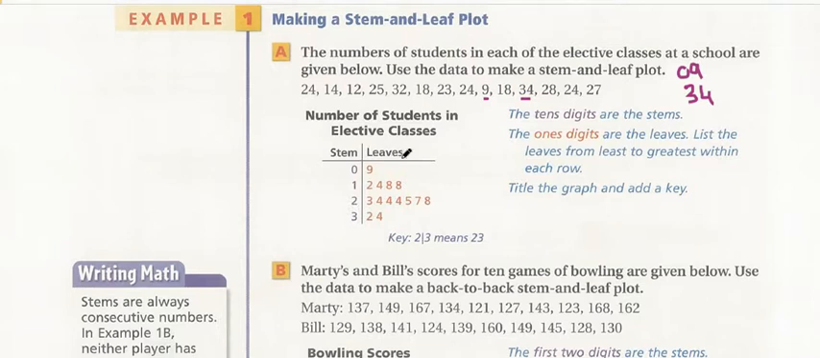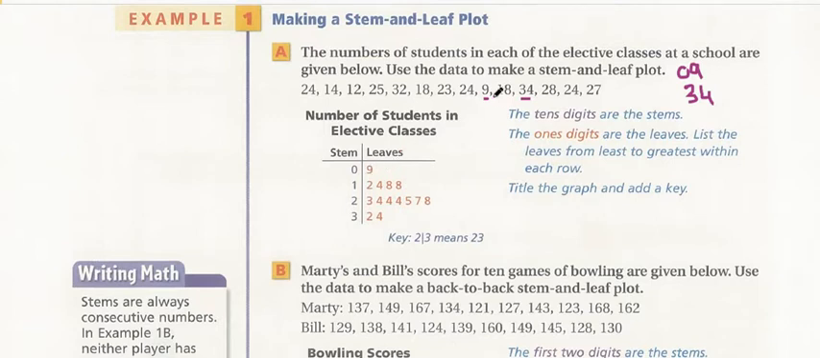You have important conditions for a stem and leaf plot. First, I need to write a title, which describes what this plot means. So what is it talking about? It's talking about the number of students in each of the elective classes at the school. So I can write a title: number of students in elective classes. I must have a title. After writing the title and drawing my table, divided into stem and leaf, stem 0 to 3, we're going to start writing the leaves.